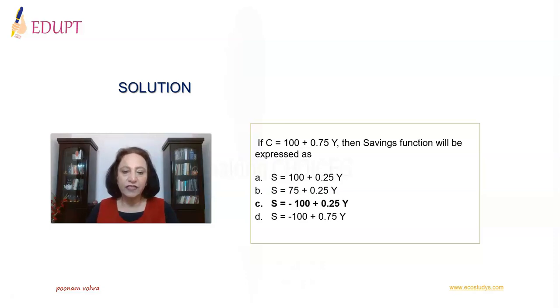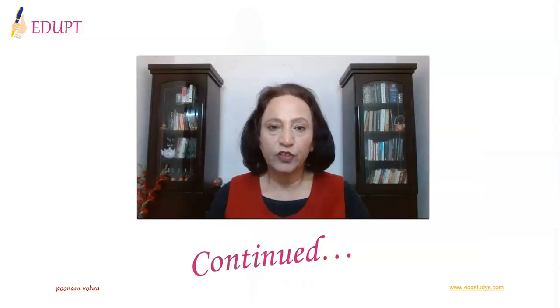That is, if C is equal to 100 plus 0.75Y, then S will be equal to minus 100 plus 0.25Y, simply because saving is a counterpart of consumption. I hope you have understood the concept of savings function in the tabular form as well as in the diagrammatic form. You have also solved a few questions, though they are not enough, but at least they have made a base for you to solve other questions.